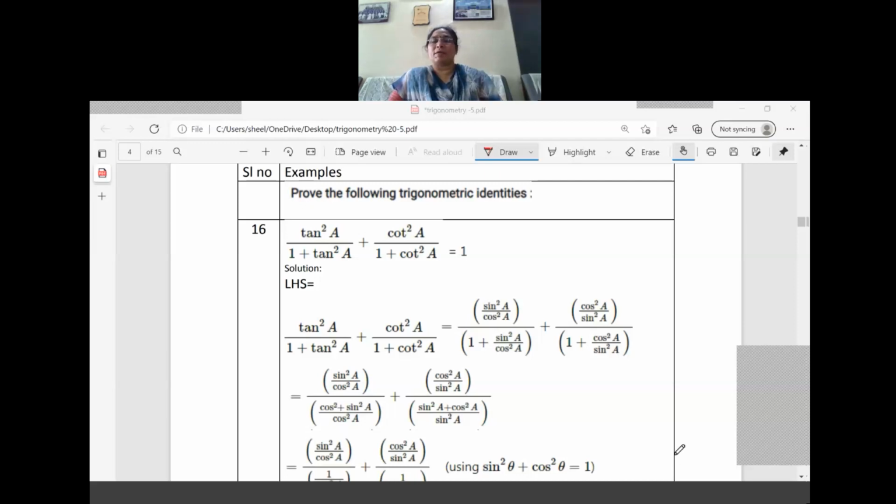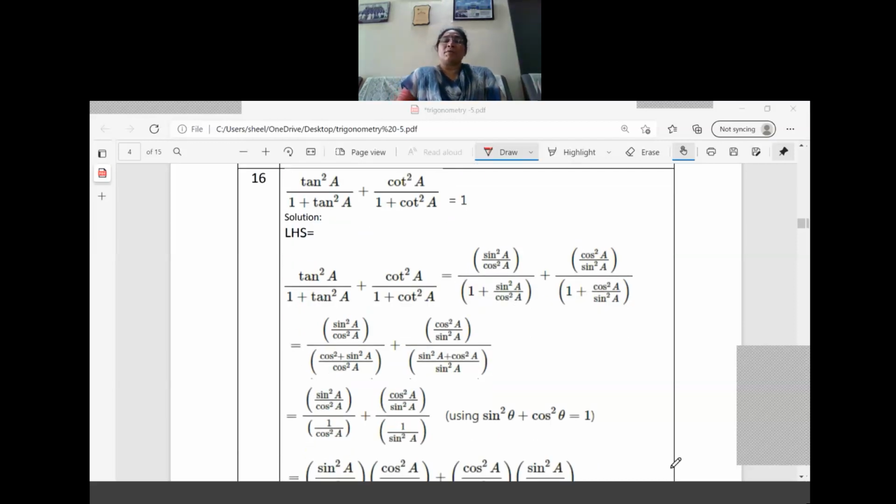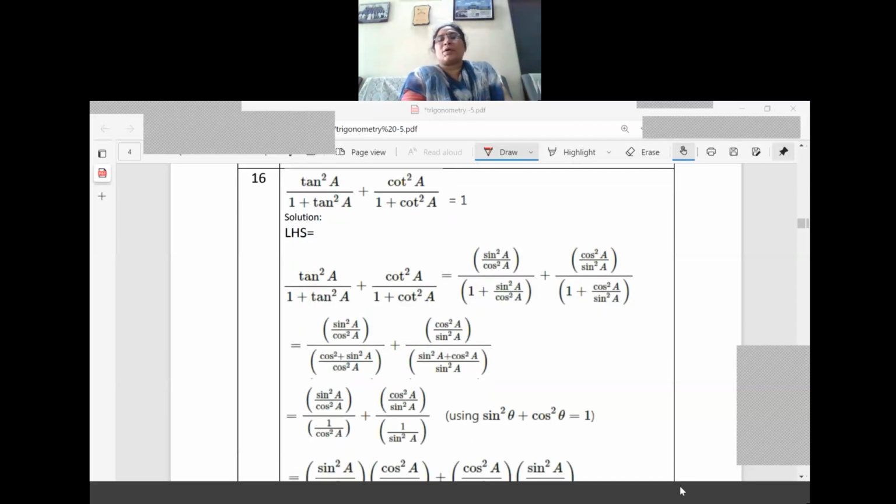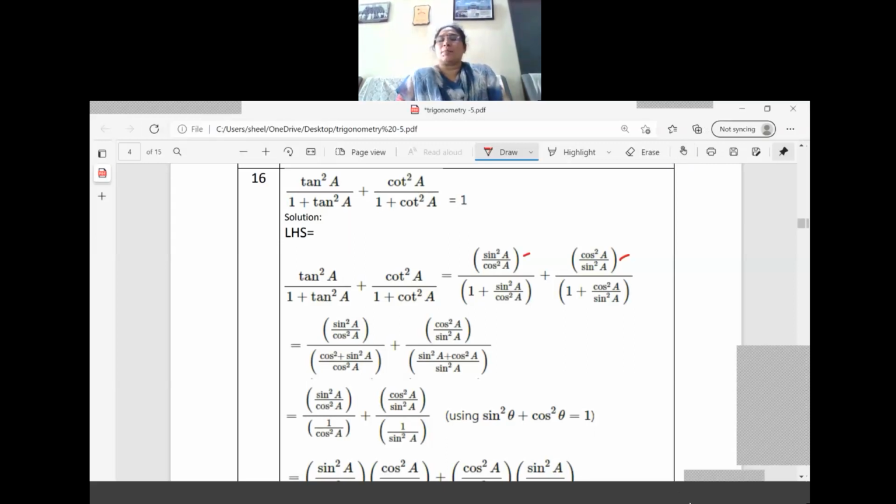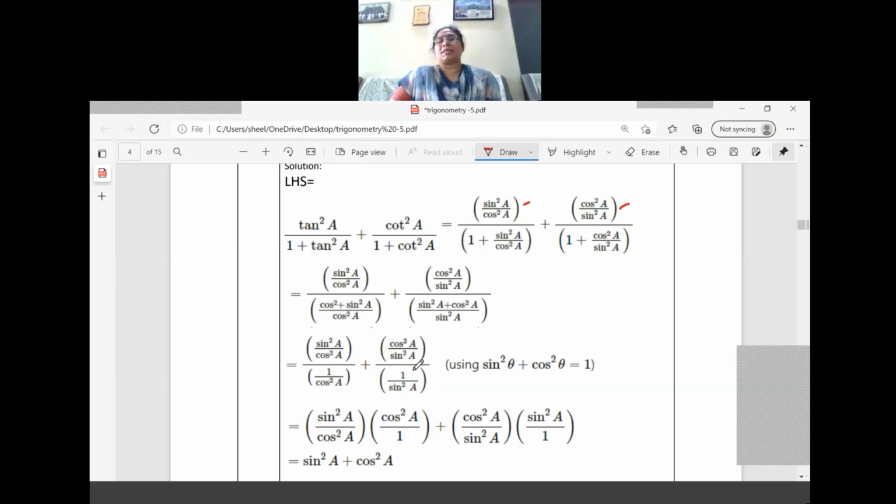For LHS, we take it down and change tan square A to sine square A by cos square A, and cot square A to cos square A by sine square A. Similarly, the tan terms in the denominator we have also changed to sine square A by cos square A and cos square A by sine square A. Next, we keep sine square A by cos square A in the numerator the same, but the denominator you can see is taken as an LCM.